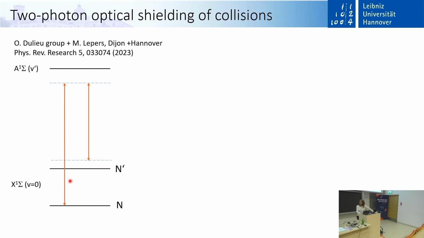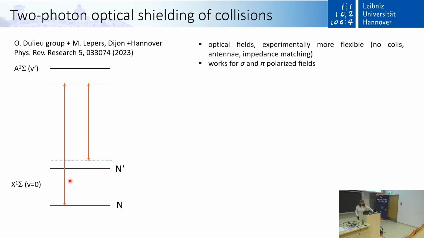Well, this would have a couple of advantages. For example, optical fields are, at least from our point of view, experimentally more flexible, and you don't need to deal with all these coils, antennas, and impedance matching. And well, you can much better control the polarization of those fields.